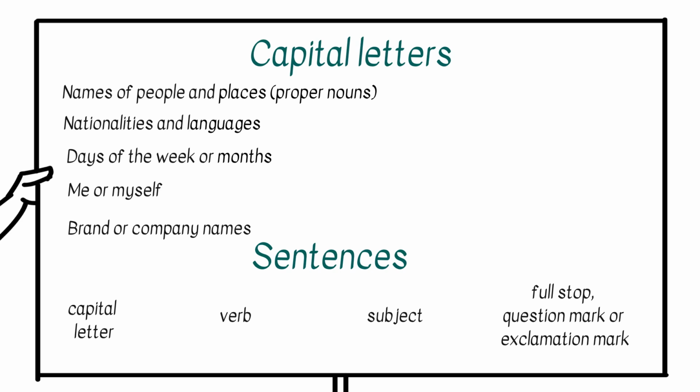Okay, let's recap. Today, we looked at capital letters and sentences. We learned that capital letters are used for names of people and places, proper nouns, nationalities and languages, days of the week and months, words which stand for me or myself, and brand or company names. We also learnt that all sentences must have a verb and a subject. They must also begin with a capital letter and end with either a full stop, question mark, or exclamation mark.